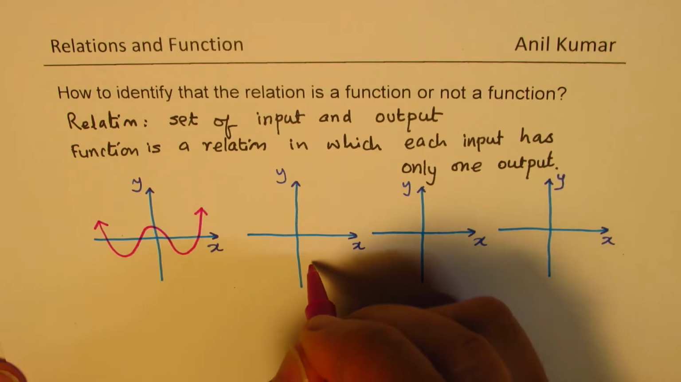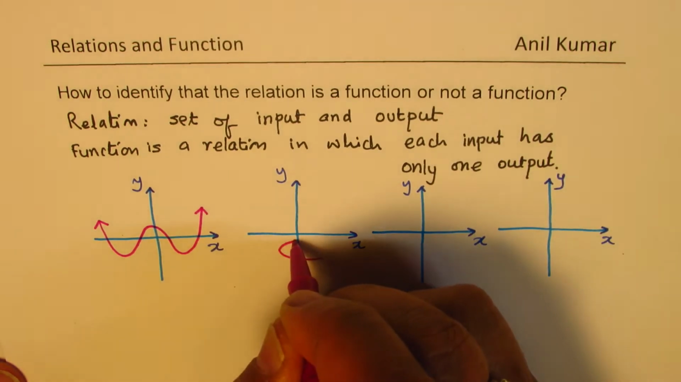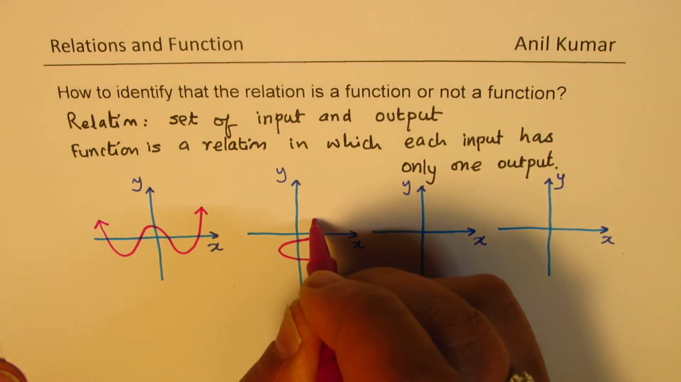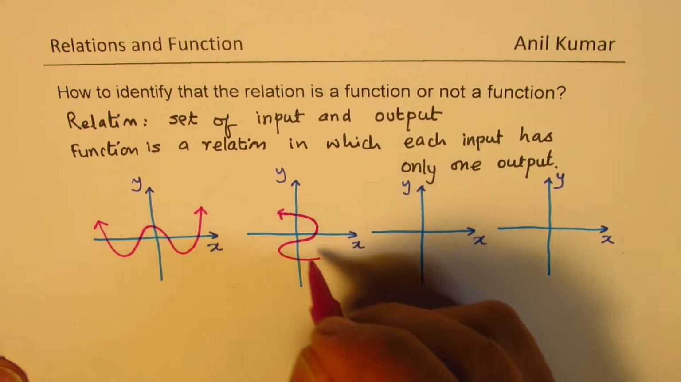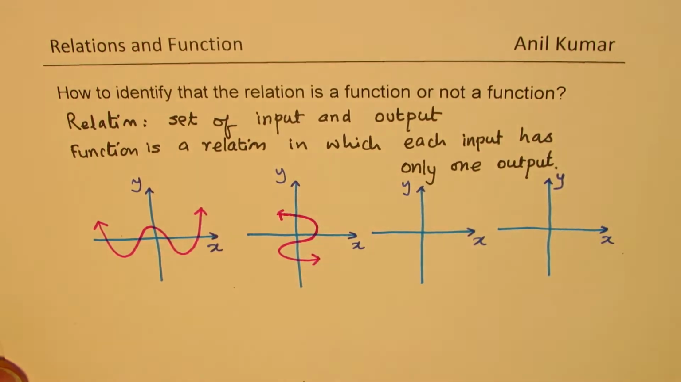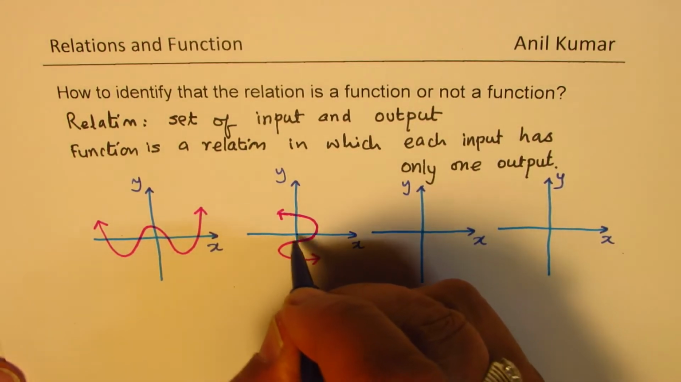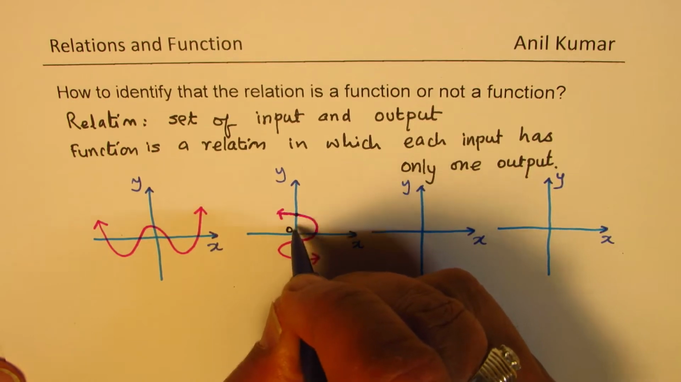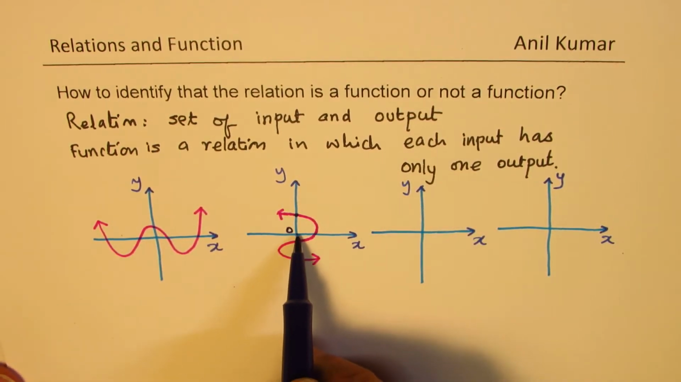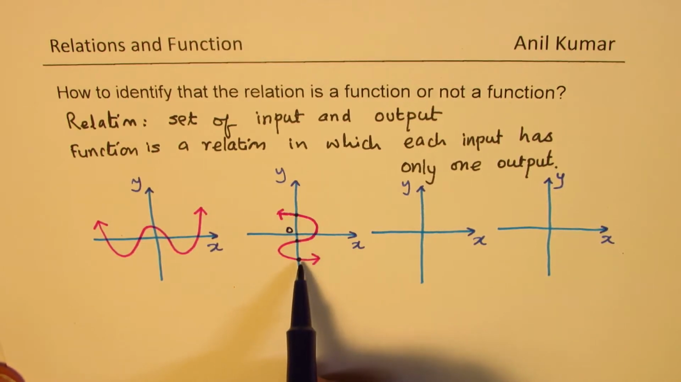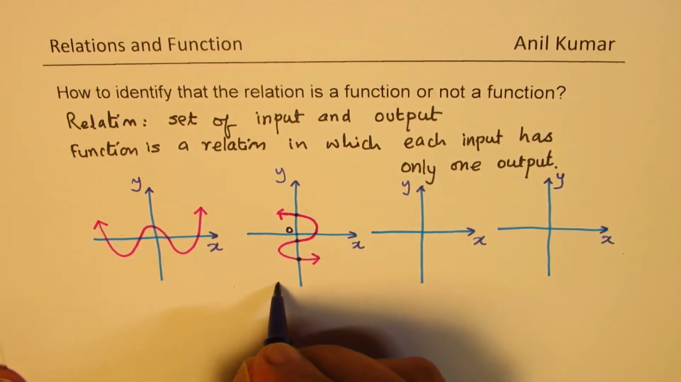Now here's another continuous graph. In this particular graph, what you observe is that for a value of x, let us say 0, we have different values of y. Since for one value of x we have different values of y, it is not a function.